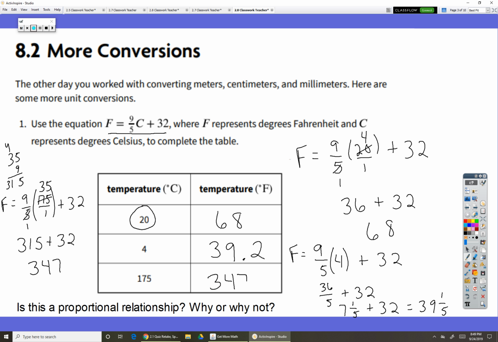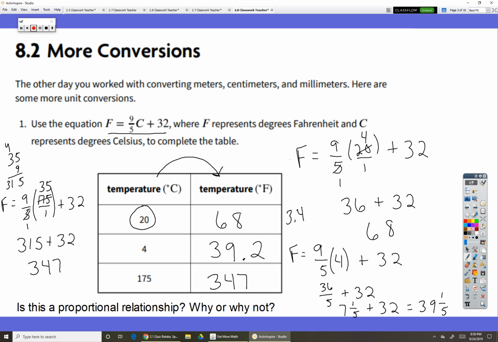Wow, that would be really hot. We would all burn up if it was actually that hot outside. All right, the question then asks, is this a proportional relationship? Why or why not? So in order to tell if it's a proportional relationship, recall that we need to figure out, is there something we can multiply the numbers in the first column by to get the numbers in the second column? And we can figure out what that is by dividing. So if I were to divide 68 by 20, and I'm going to use my calculator for this one. 68 divided by 20, actually I didn't need to use it for that, gives us 3.4.